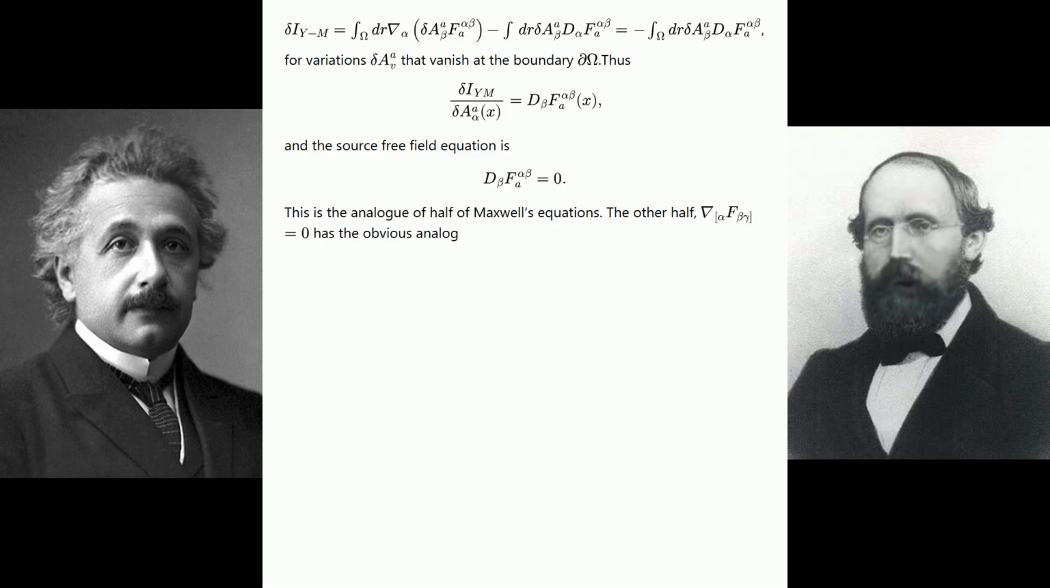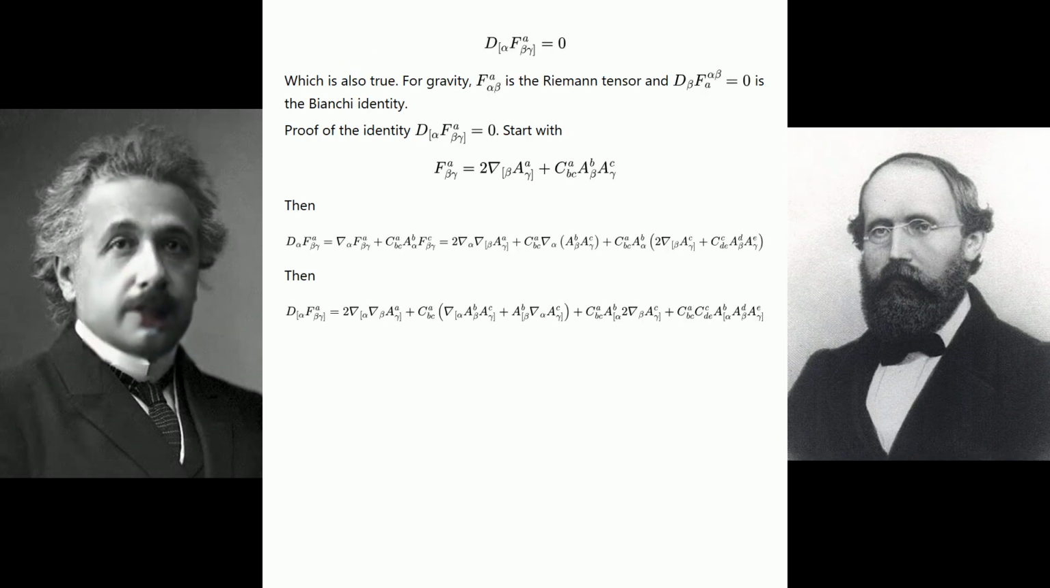And the source-free field equation is, see the equations shown. This is the analog of half of Maxwell's equations. The other half, gradient sub alpha f sub beta gamma equals 0, has the obvious analog. See the next equation, which is also true. For gravity, f sub alpha beta to the A is the Riemann tensor, and d sub beta f sub A raised to the alpha beta equals 0 is the Bianchi identity.